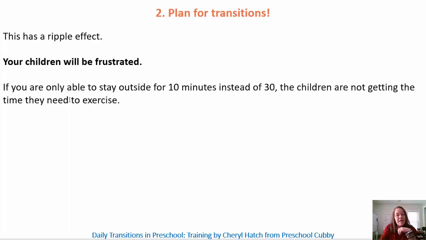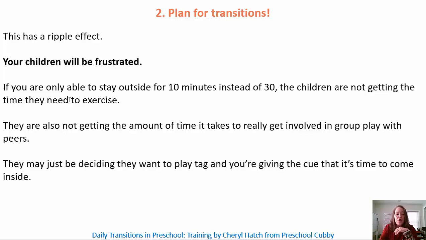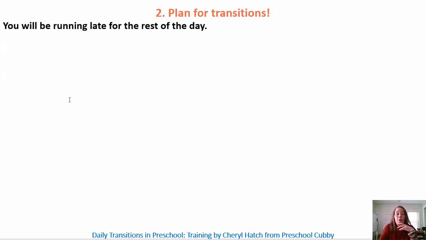If you're only able to stay outside for 10 minutes instead of 30, they're not getting the activity that we talked about, that running around and burning off their energy that they really, really need. And they're also not getting the amount of time it takes to really get involved in group play, because you're outside for 5 minutes and then coming back in. So they may just be deciding that they want to play tag, or they want to play dinosaur, or whatever they want to play outside, and now it's time to come in. They can't tell time, but they can feel it. They can feel that they just started to play and now it's all over. You will be running late for the rest of the day if you don't plan your transitions into your schedule.